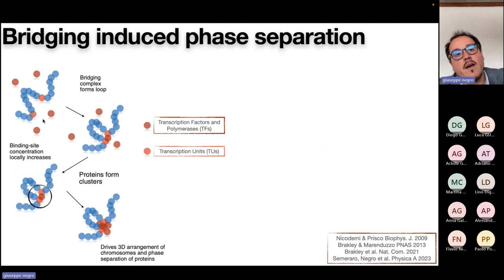So suppose you have your chain of beads that is a polymer and it models chromatin. You can have some special beads, these ones in red, that are called transcription units. Depending on the level of resolution of your model, these actually model genes, or regions of the genome that are connected to transcription.